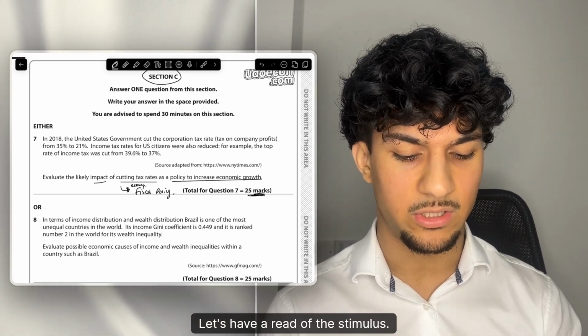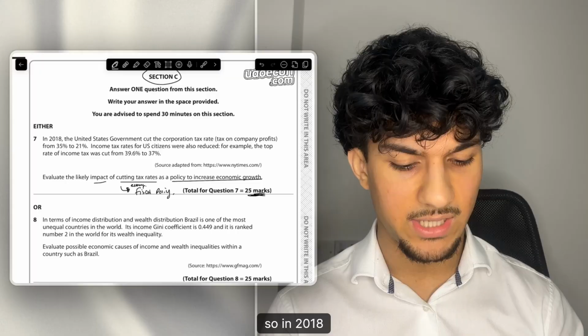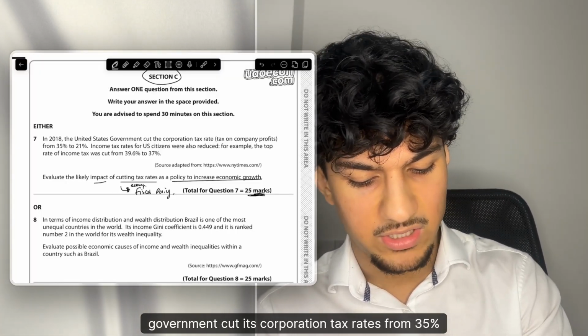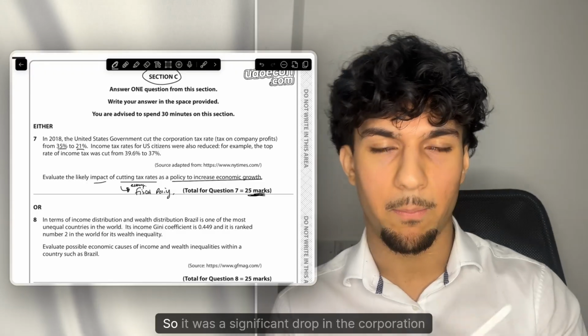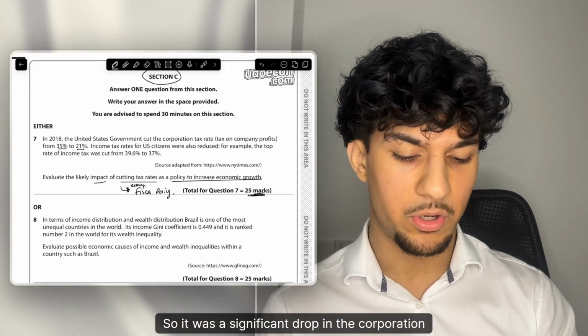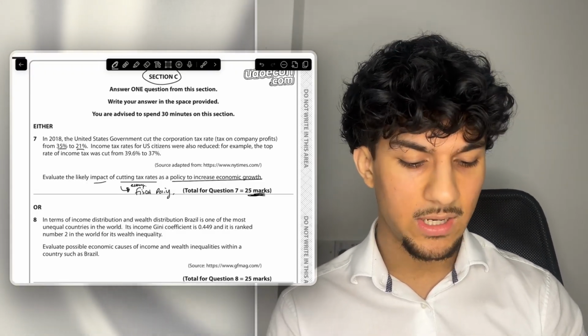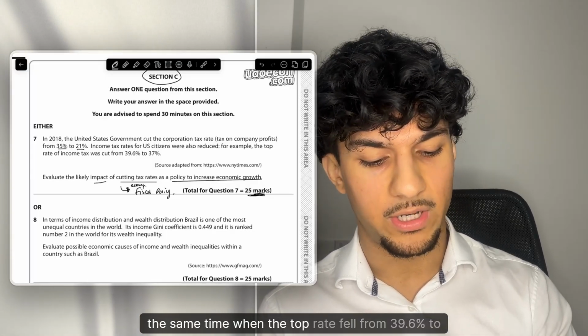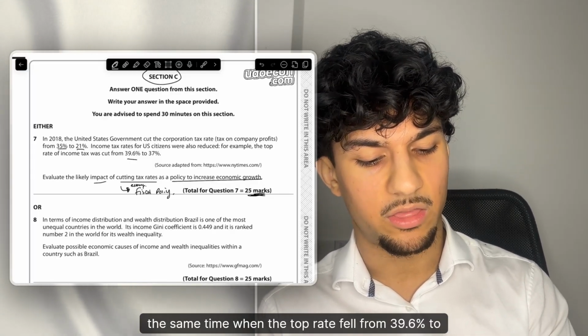Let's have a read of the stimulus. It looks like it's about the US. So in 2018, the US government cut its corporation tax rates from 35% to 21%. So it was a significant drop in the corporation tax rates in the US, and income tax rates also fell at the same time, where the top rate fell from 39.6% to 37%.